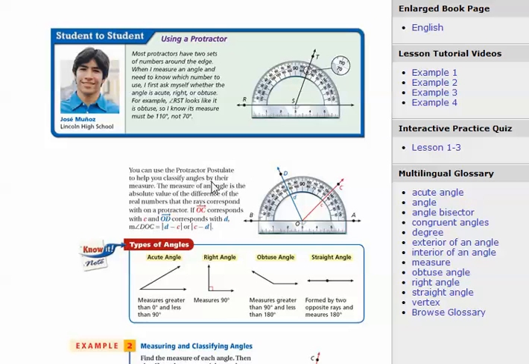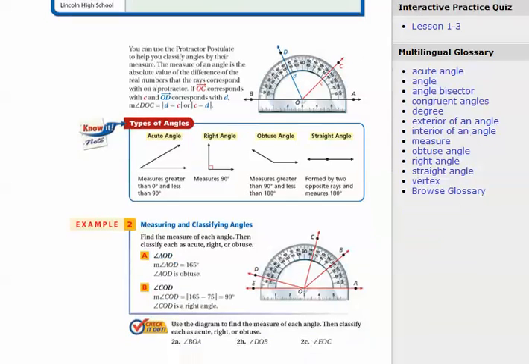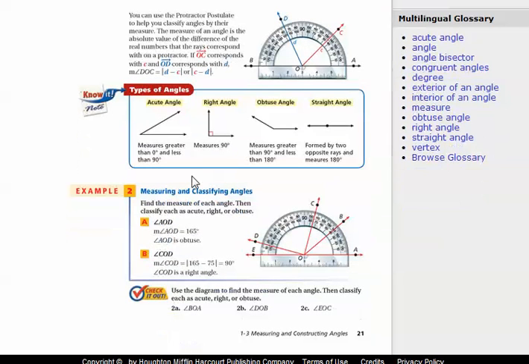Okay, let's move on here. Then we have what we call an acute angle. An angle between 0 and 90 degrees is acute. Then we have a 90-degree angle. It's a right angle. And we have an obtuse angle, which is between 90 and 180. And then we have a straight angle, which measures 180 degrees. Basically, that's going to be your straight line.